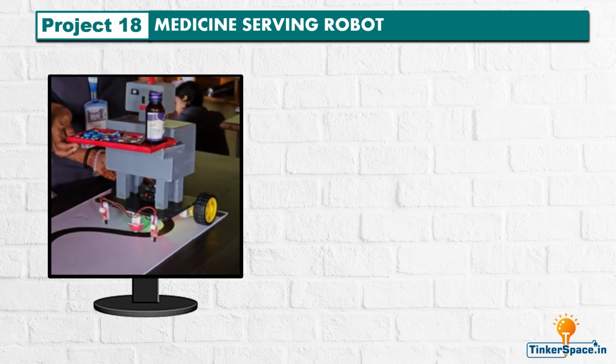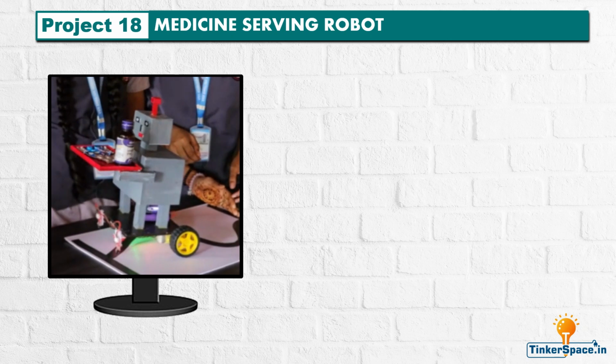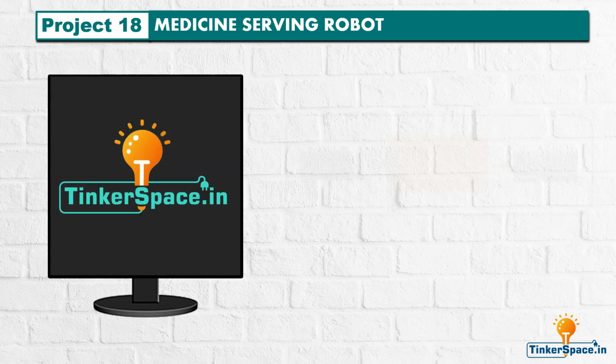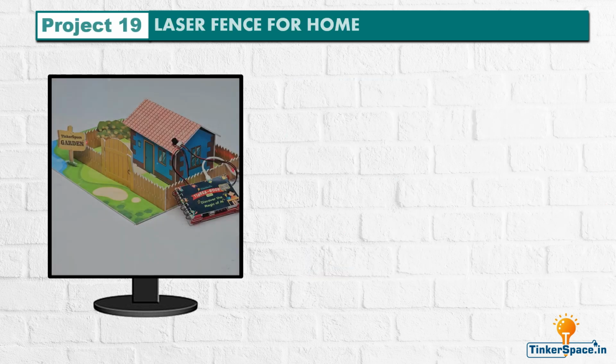Medicine serving robot. This project creates a robot designed to deliver medicines to patients. In this project, we use the TinkerBot as the controller. Two IR proximity sensors are used as the input. Their function is to help the robot navigate and detect obstacles. The two gear motors are used as the output. Their function is to move the robot to the patient's location for medicine delivery.